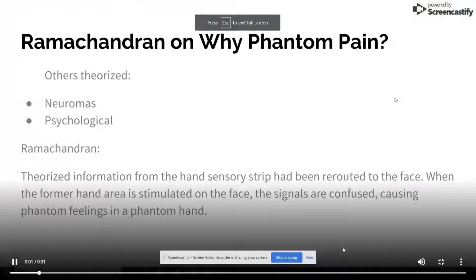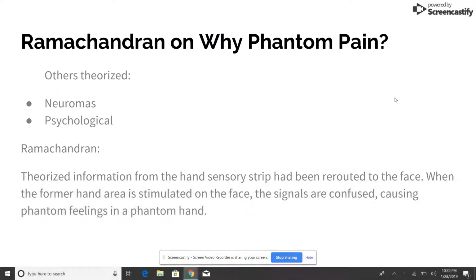Ramachandran mentioned a few different theories on why phantom pain exists, some of them being neuromas or neuron clusters, or psychological factors. But his main theory seemed to be based on his patient Tom: when the hand was lost, the sensory strip had been rerouted to the face, and when the face was stimulated, it also stimulated that same phantom hand, causing confusion and maybe pain in some patients.